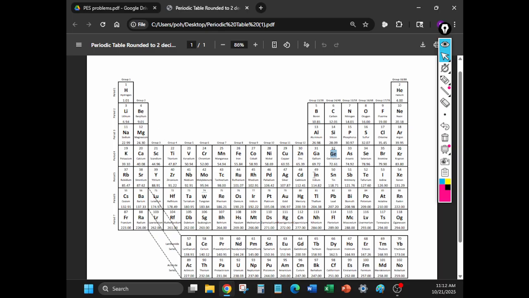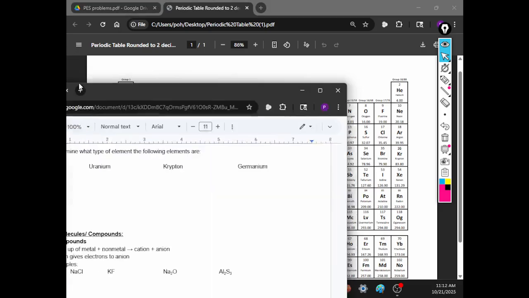Left, middle, bottom are metals. Right side is non-metals, and hydrogen is a non-metal. And this middle part right here, that staircase, that's the metalloids. Okay. All right, let's finish up.